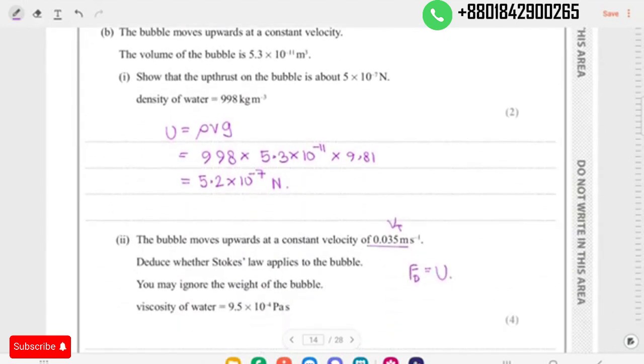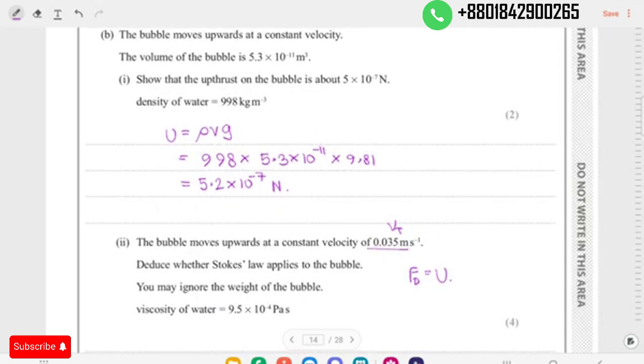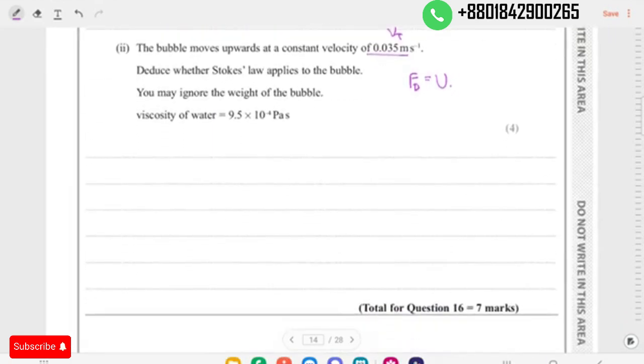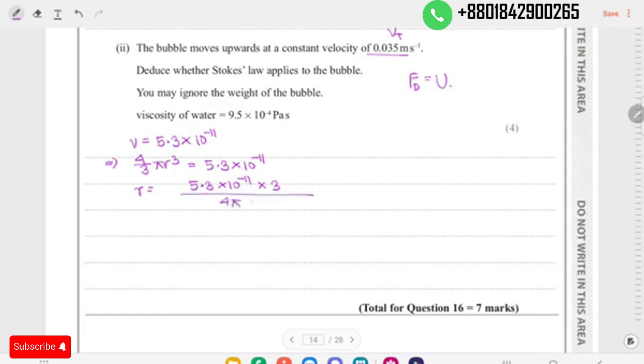We can actually find out the radius from its volume, which was 5.3 multiplied with 10 to the power negative 11, right? Volume, we obviously assume this kind of object is a sphere, so that is 4/3 pi r cubed, which equals 5.3 × 10^-11. So r would be 5.3 × 10^-11 multiplied with 3 divided by 4 pi, everything under a cube root, right?